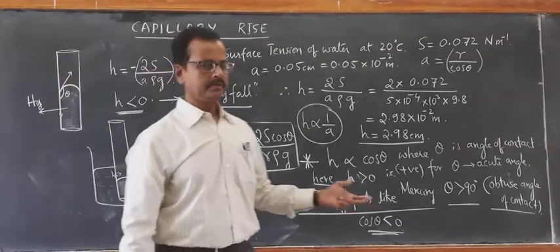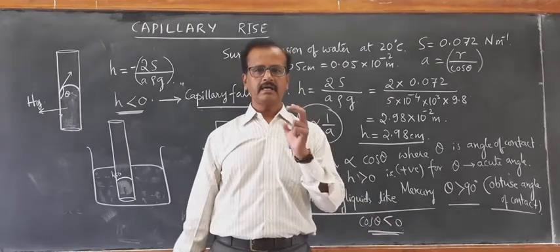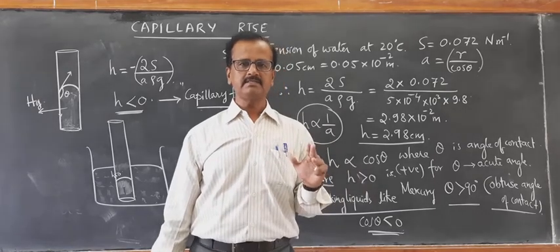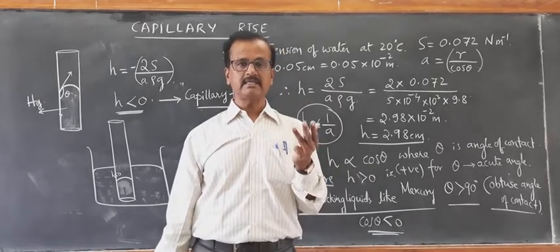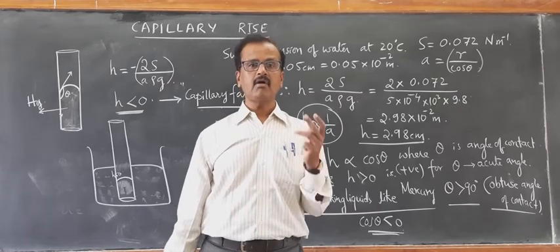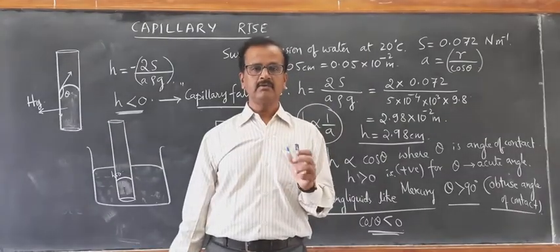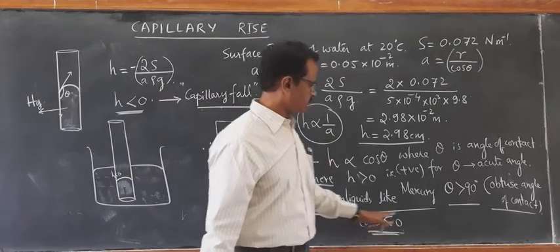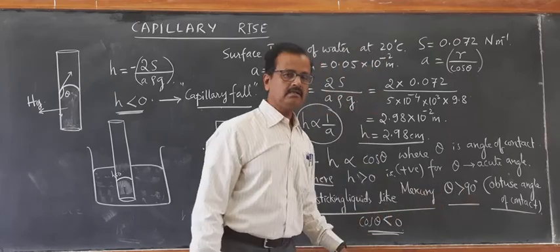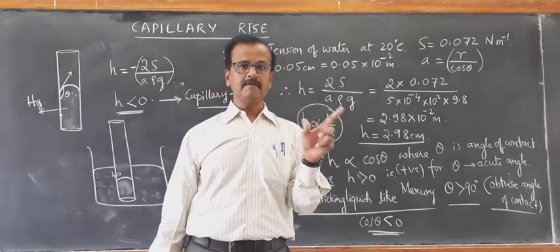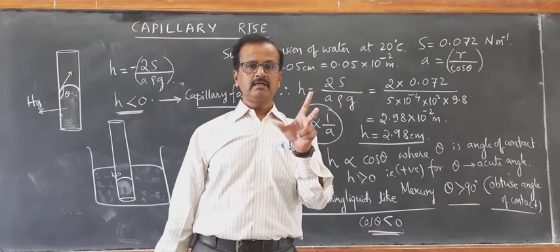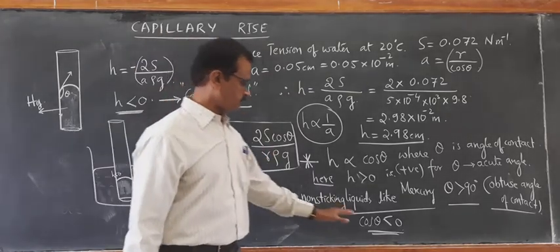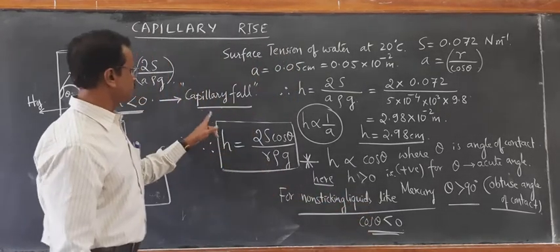Okay, I think I have given you enough information regarding capillary rise. The liquid like water which is wetting the surface will have a capillary rise, whereas liquids like mercury which are non-wetting, non-sticking to the glass will have a capillary fall because of obtuse angle of contact. When it is obtuse angle of contact, then cos theta comes into the second quadrant. In the second quadrant, cos is negative. When cos is negative, then H becomes negative.